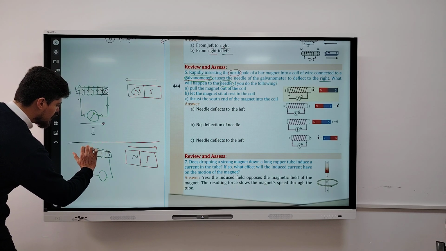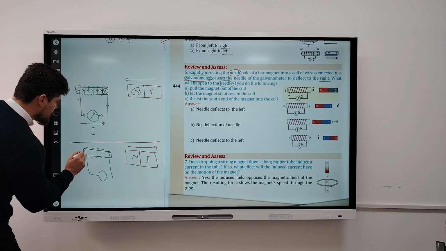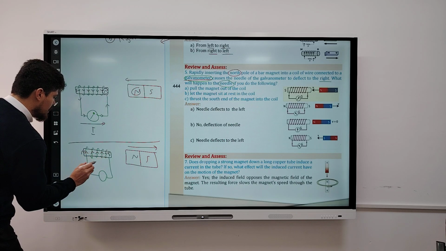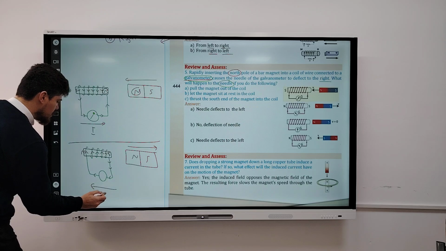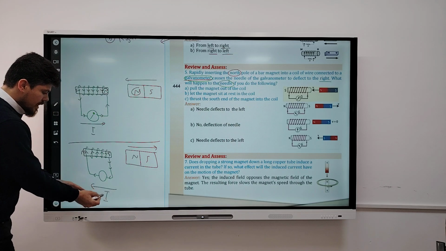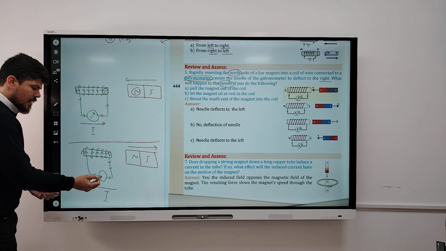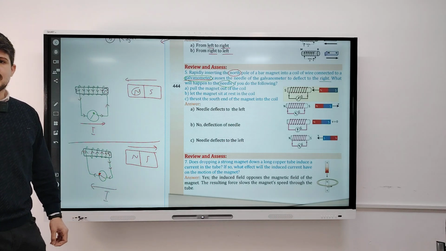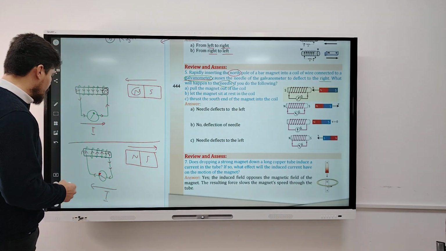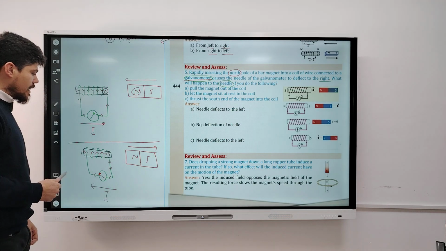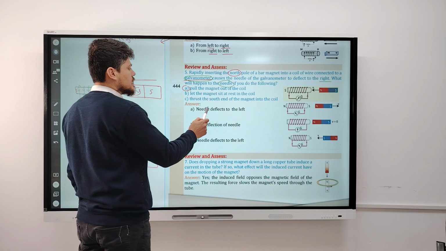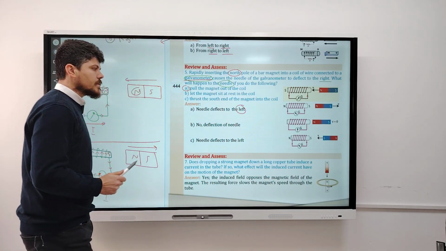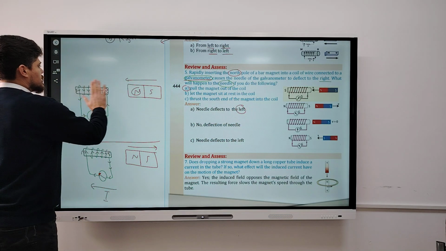Put your finger, right hand rule. The direction of the current is upward, and here is downward. The direction of the current is to where? To the left. When the direction of the current is to the left, the galvanometer also deflects to the left. So in that case, we can find the deflection of the galvanometer. For the first branch, A, the needle deflects to where? To the left.